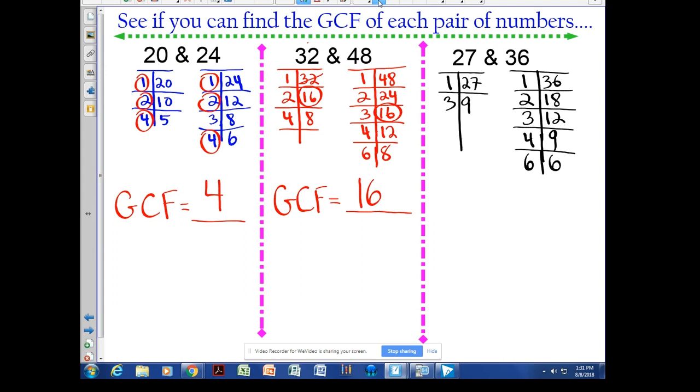Well, I'm going to go to the number 27 because it's the smaller number, and I'm going to start from the top, the biggest one. Well, 27 is not on the other list, so it can't be 27. But the next biggest factor of 27 is 9, and 9 happens to be on the other list. So therefore, the greatest common factor between 27 and 36 must be 9. I hope it is a little bit clearer now on how to find the greatest common factor.